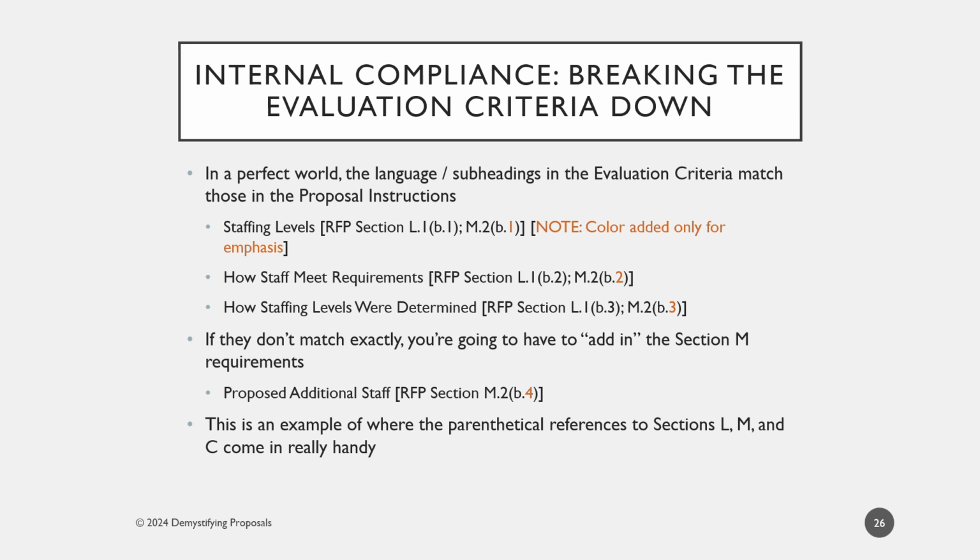But if they don't match exactly, then you're going to have to add in the section M requirements that are in addition. So in this case, we had an RFP that asked for proposed additional staff. So in addition to the key personnel, they wanted you to talk about the additional staff. That was an M only requirement. So you'll notice the bracket only refers to the M section where that information was required. This is again where those parenthetical references to sections L, M, and C come in really handy to show compliance.